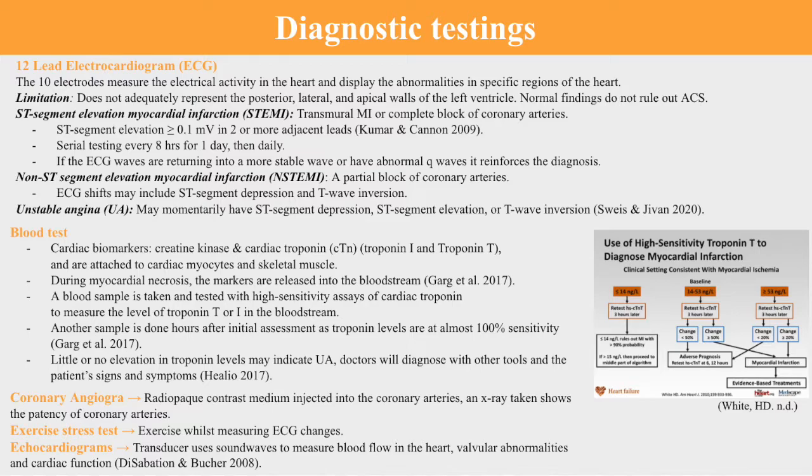Serial ECG testing is done every 8 hours for 1 day and then daily to show that there is a development into a more stable wave or abnormal Q waves, which tend to reinforce the diagnosis.